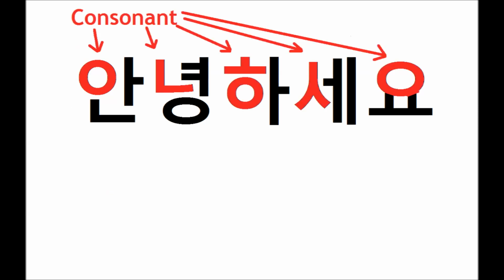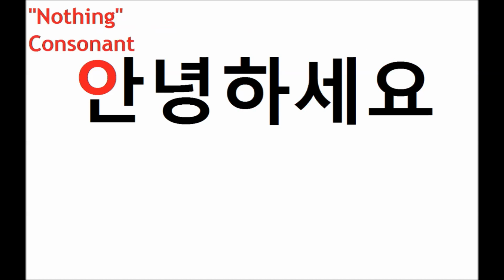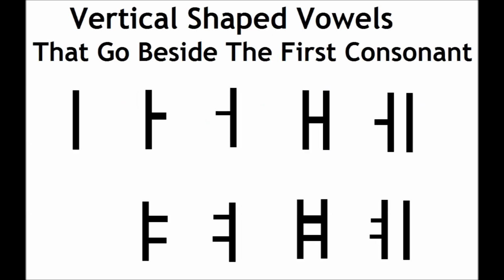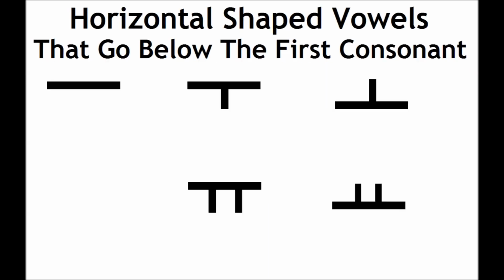The first position is always a consonant. If your syllable does not start with a consonant, then we learned that very useful nothing consonant, which makes no sound at the beginning of a character. The second position is always a vowel, and it is sometimes located to the right of the first consonant and sometimes located below the first consonant. It depends on the shape of the vowel. The vertical shaped ones go beside the first consonant, and these horizontal ones go below the first consonant.